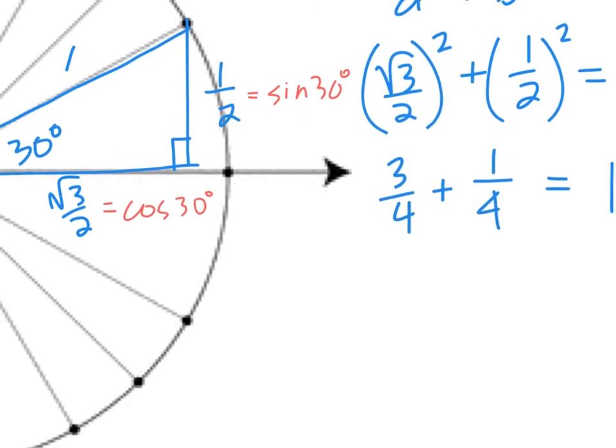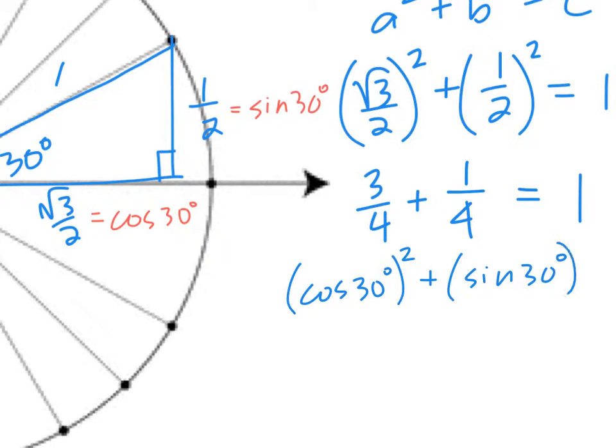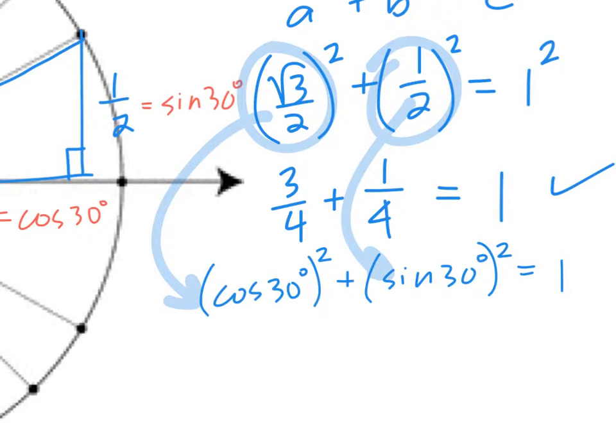So now what we can do is instead of saying square root 3 over 2 and 1/2, we can just say it's cosine 30 degrees squared plus sine 30 degrees squared is equal to 1. So what I'm doing here is just replace that, because square root 3 over 2 is cosine 30. 1/2 is sine 30. Okay? Are you guys good?